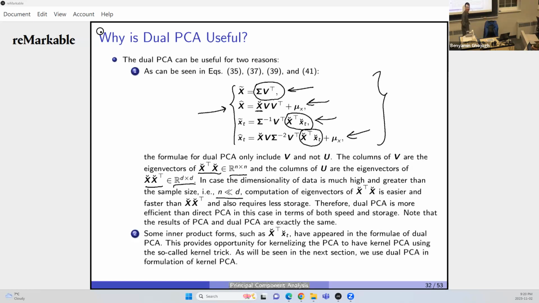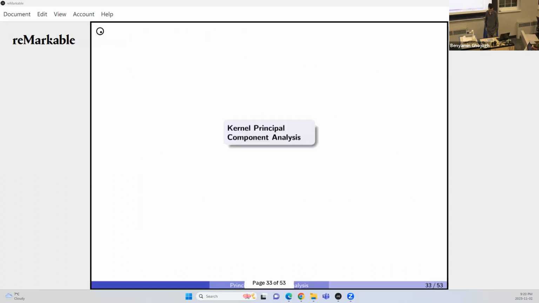Okay, so far. Now let's start kernel PCA.